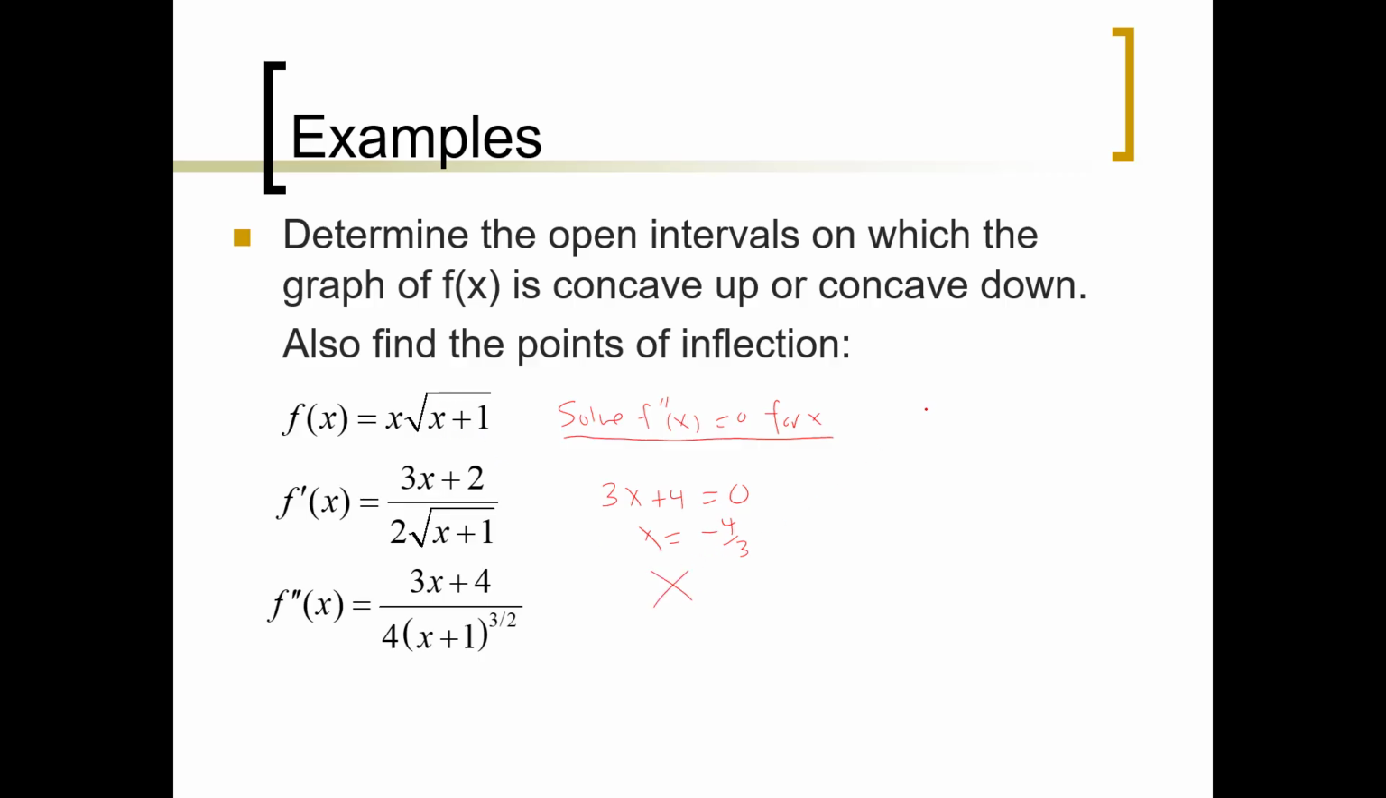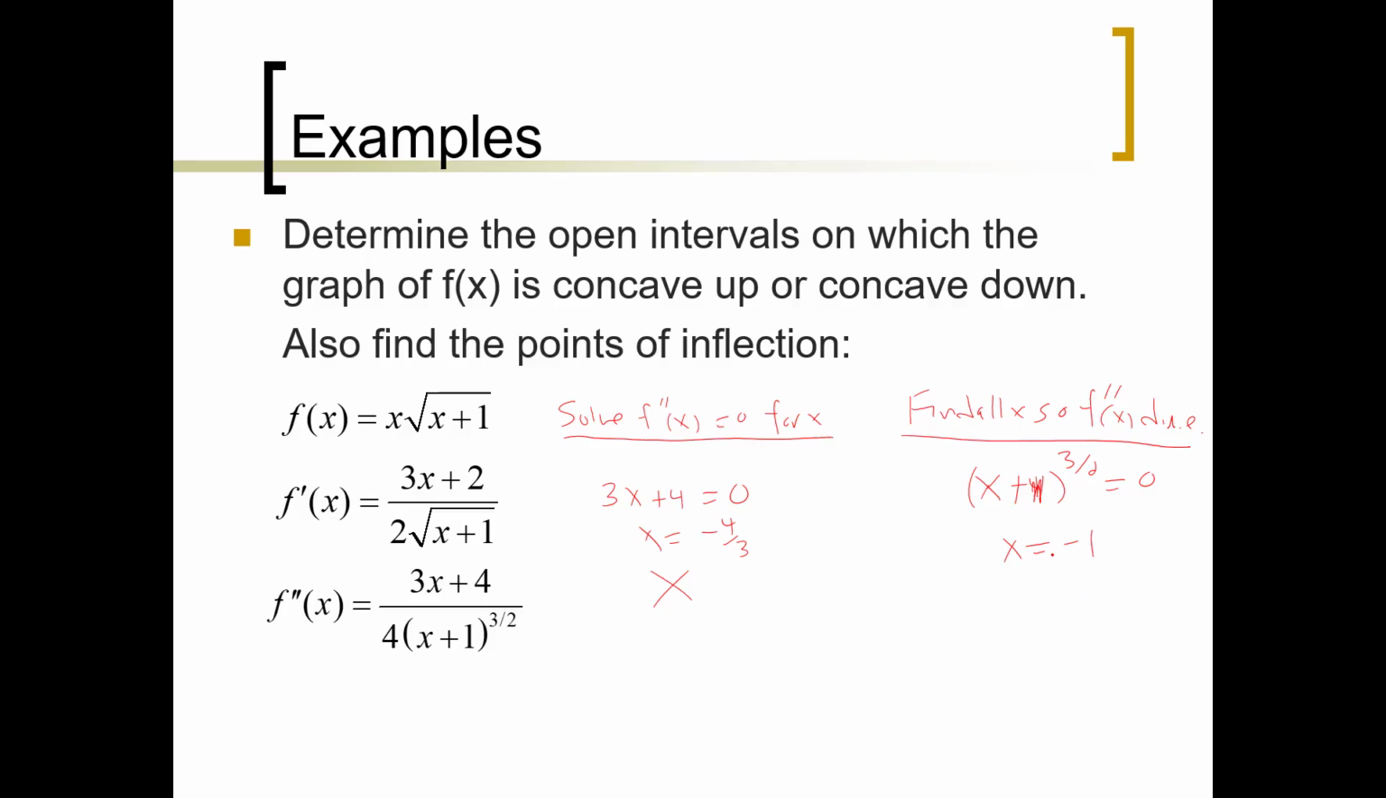It does not count. I'll find all x so that the second derivative does not exist. That can only happen if the denominator was 0, because otherwise you wind up dividing by 0, and that's not allowed. So that can only happen if the denominator here was equal to 0. And that's only possible if x is -1.